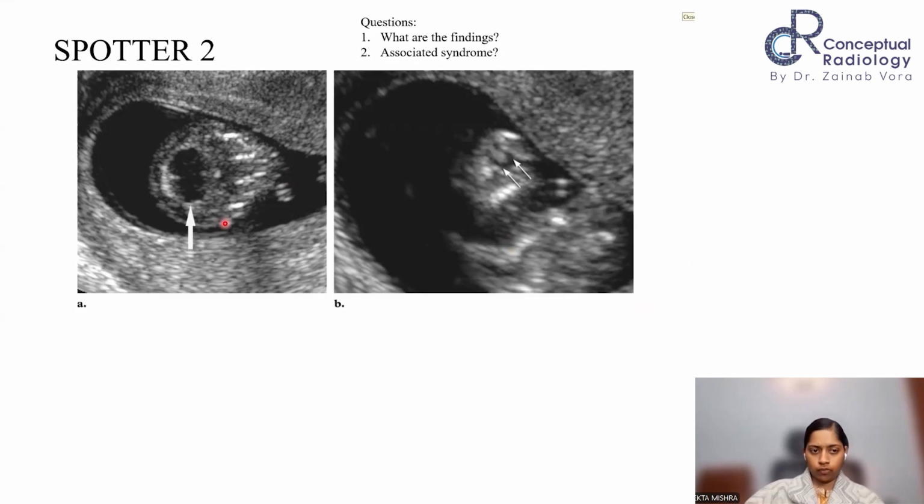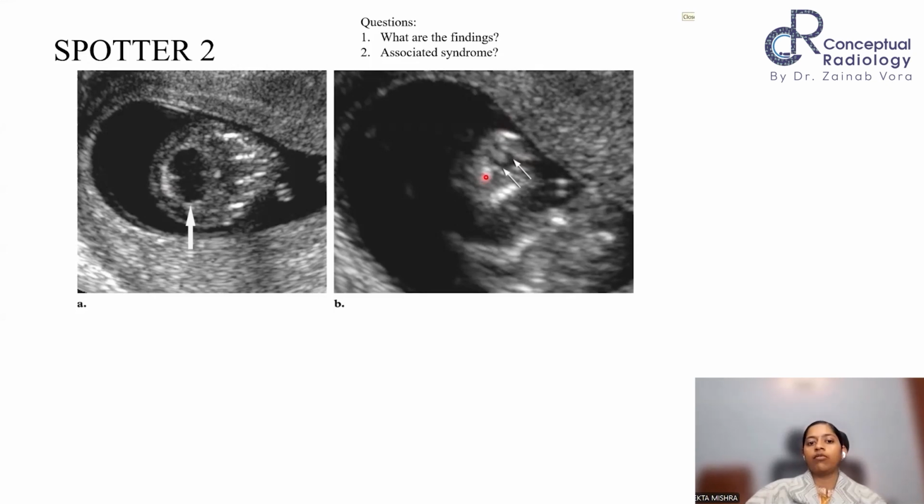Okay, so I'll help you. So first, these structures are orbits. Okay, we are doing very early scans. So say this is an NT and nasal bone scan. So these are the orbits. And this is a PMT view. So we see a cystic structure in the brain adjacent to the occiput. So some posterior fossa cystic structure. And this is the PMT view.